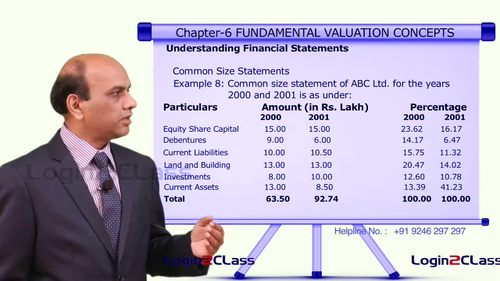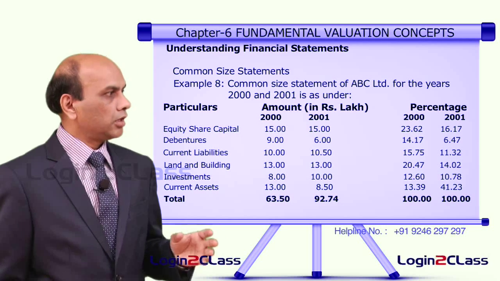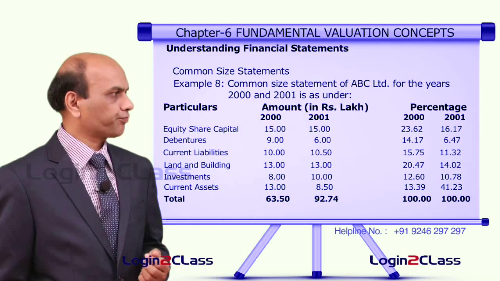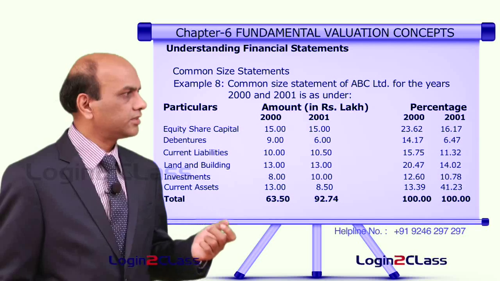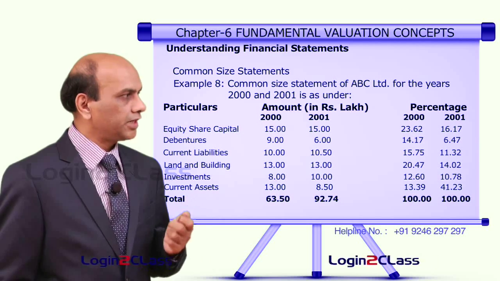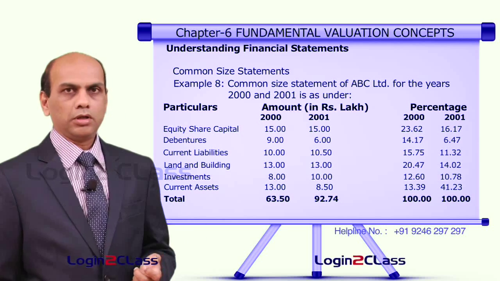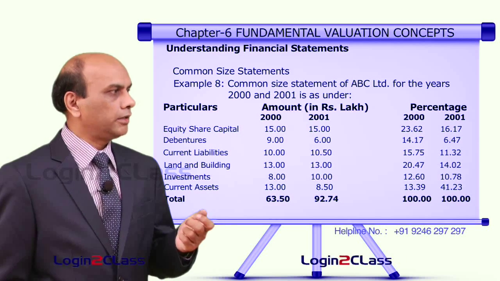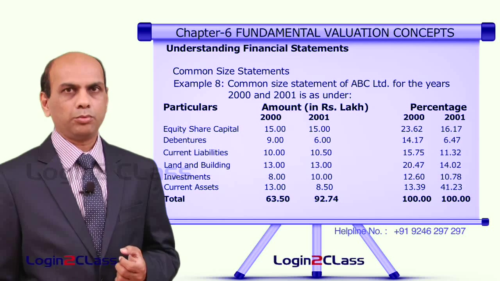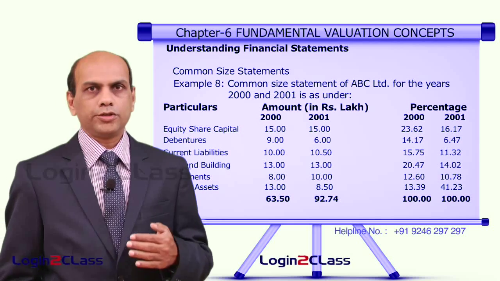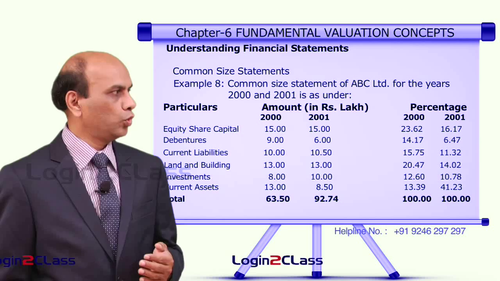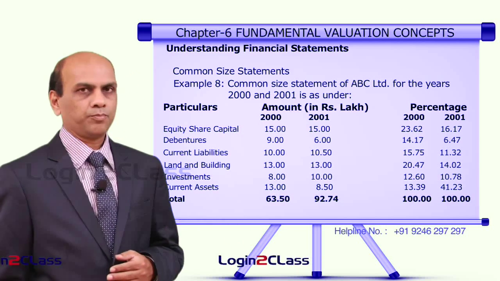If you can see, just for example, the equity share capital has been 23.62% in the year 2000. That means if you see the equity share capital in 2000, it is 15 lakhs, whereas the total is 63.5 lakhs. Now what is the percentage of this equity share capital as a total? It is 23.62% in 2000 for equity share capital. That means the percentage of weightage of equity share capital has been 23.62 out of the total assets.